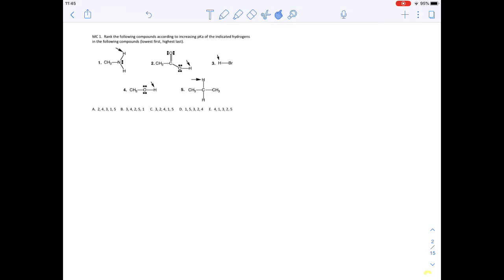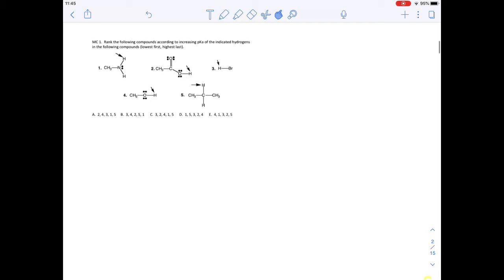So multiple choice 1 says, rank the following compounds according to increasing pKa of the indicated hydrogens in the following compounds. So a big rule with pKa is you want to remember that low pKa equals more acidic. So in this case, they want us to rank the following with the lowest pKa's first and the highest last. So they want you to put your most acidic in the beginning and your least acidic at the end. Okay, now that we know exactly what they're looking for, we can start the question.